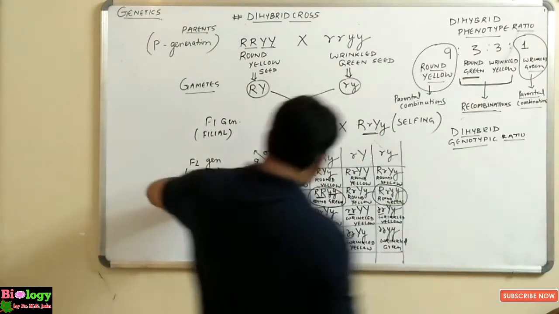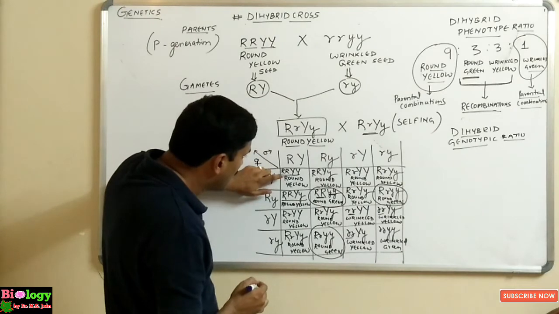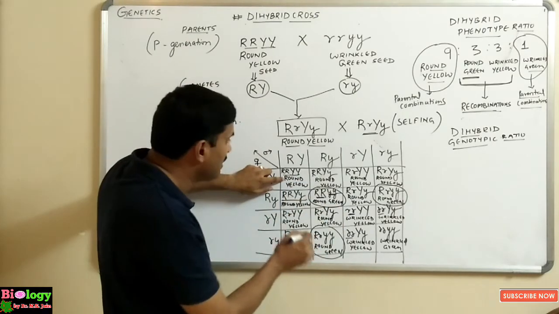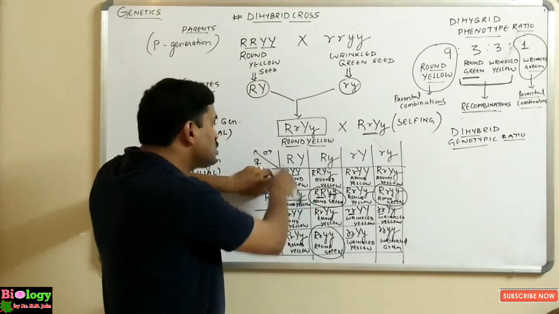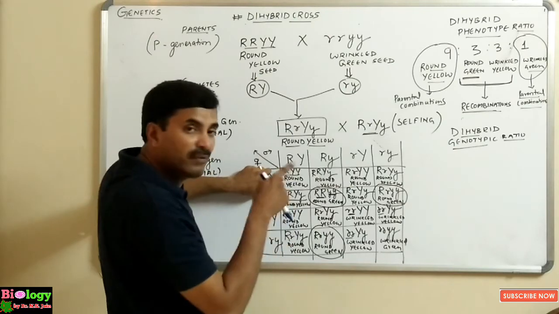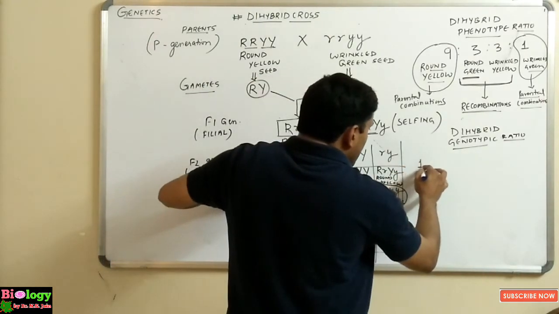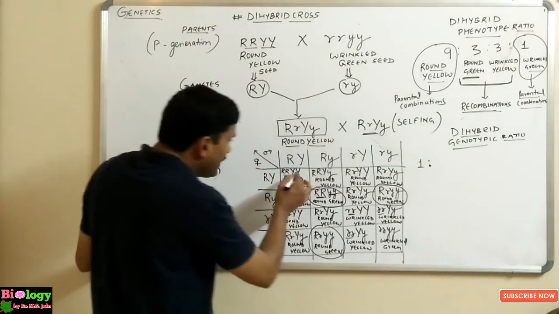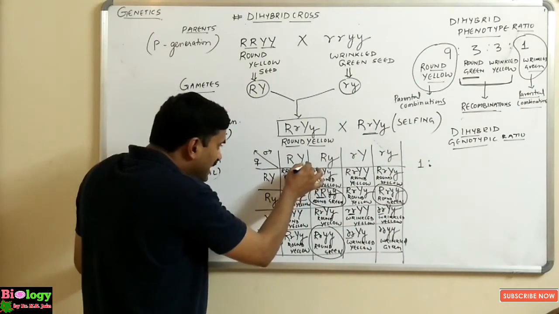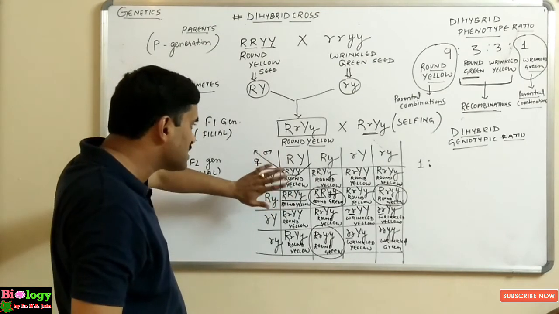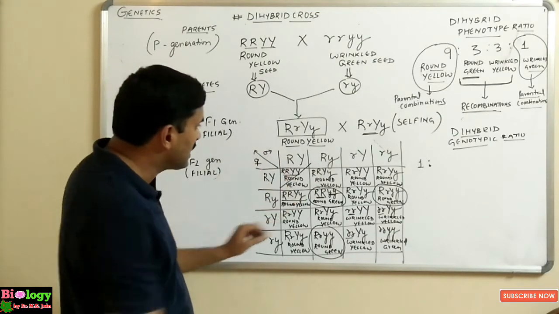See the first one, it has capital R, capital R, capital Y, capital Y. In the entire checkerboard you can see that we do not have any other genotype like this one, having capital R, capital R, capital Y, capital Y. So I have written 1 here. And to avoid confusion I am cutting this box so that we know we have already studied this one.